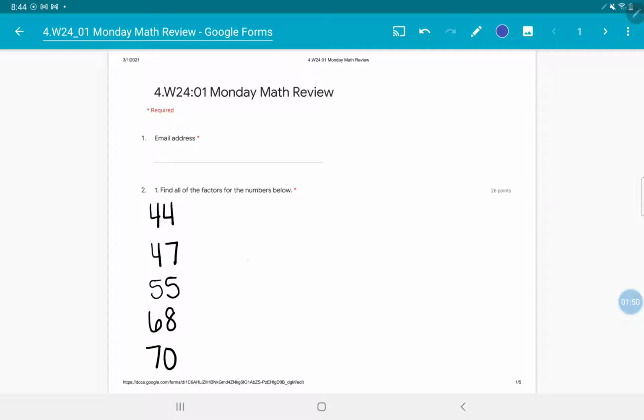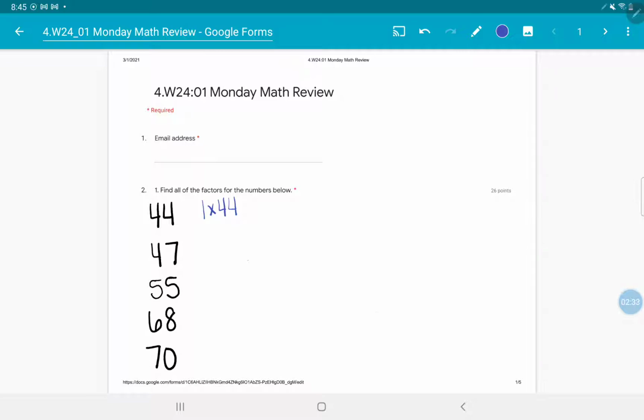All right. So let's look at number 1. We're finding all of the factors. The first number is 44. If I'm looking for all the factors of 44, Jaden, what do I start with? Well, everyone knows that 1 starts with everything. 1 times 44 for this one. You're right. On the next one, it would be 1 and 47. But for this one, we need to check 1 and 44. 1 times 44 equals 44.